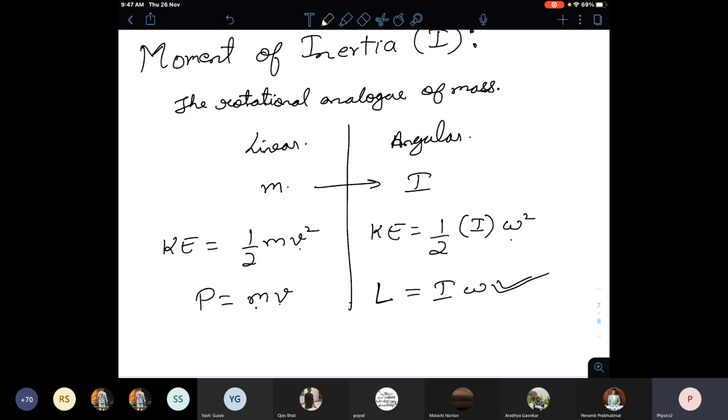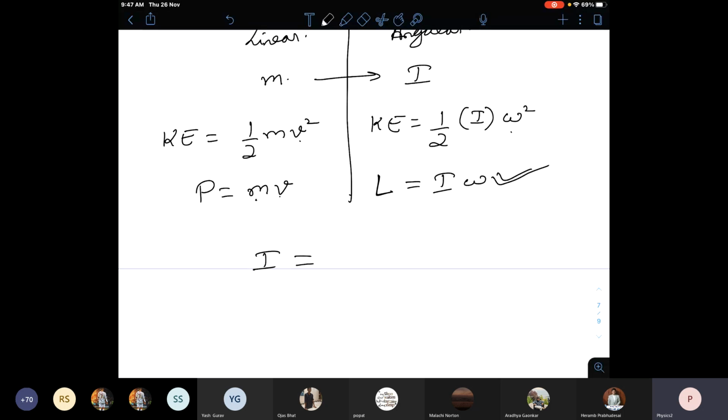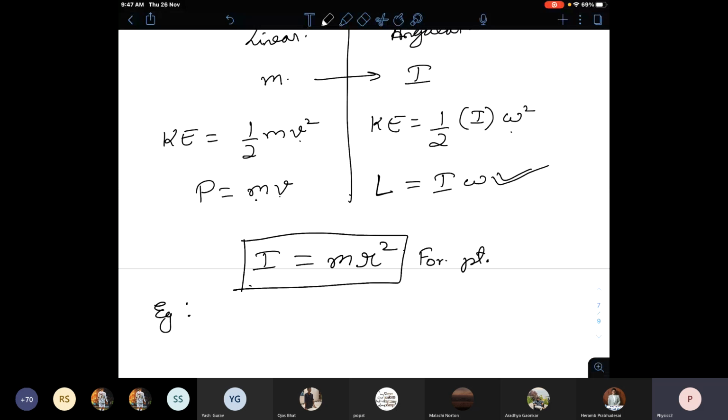Now this was the basic. But how to calculate angular momentum? Sorry, moment of inertia. Angular momentum, that we will see later on. But how to calculate moment of inertia? That is also simple. The moment of inertia has a very basic simple formula, that is mr square. This is the formula, you have to remember this. This is for point objects. You also have to remember that I is equal to mr square only and only for point objects.